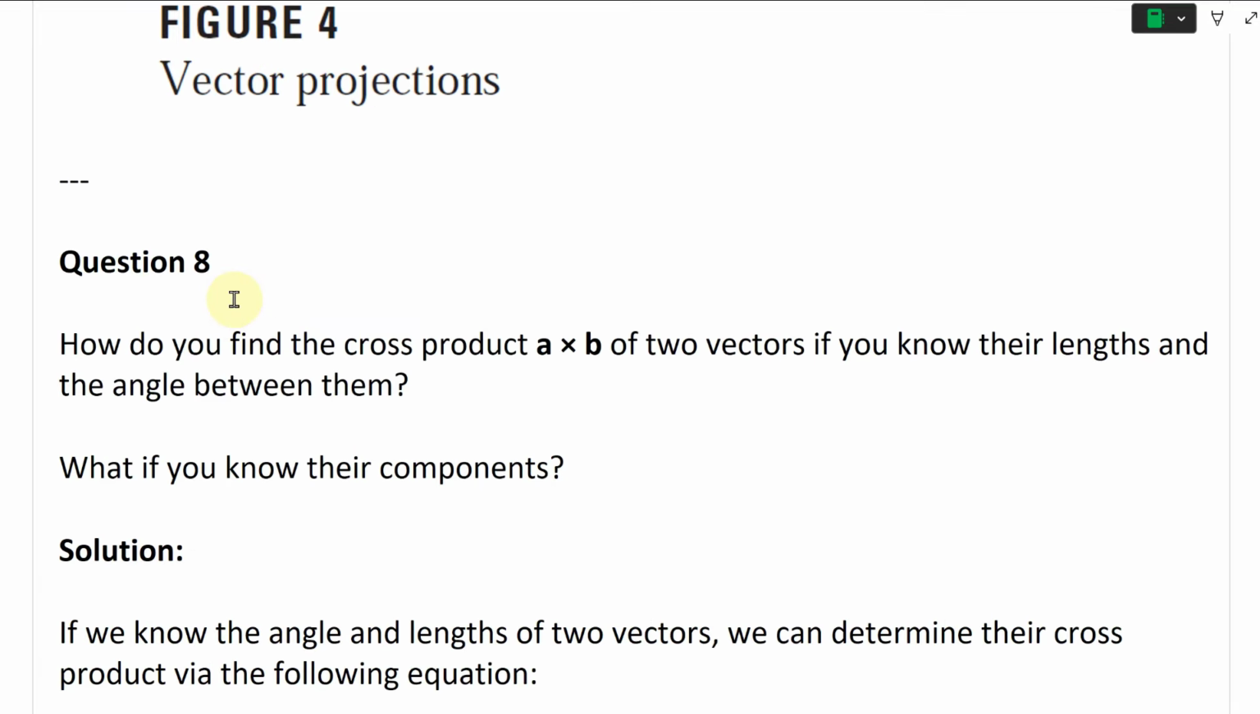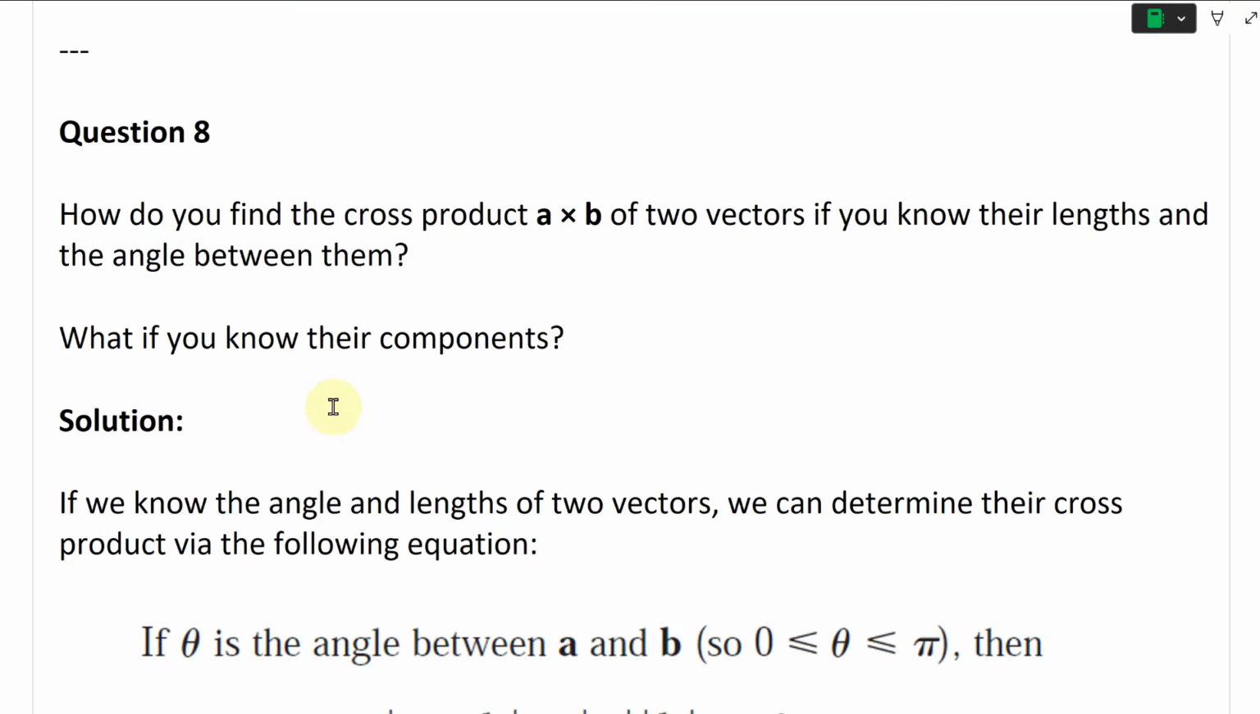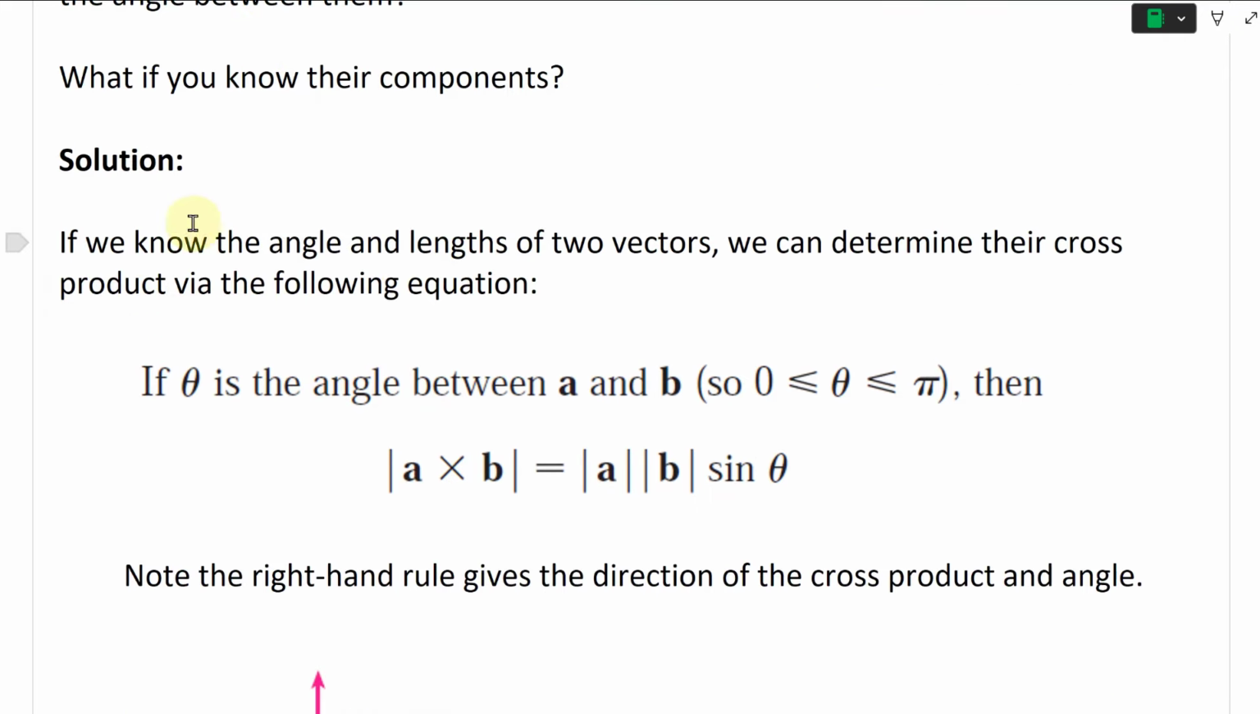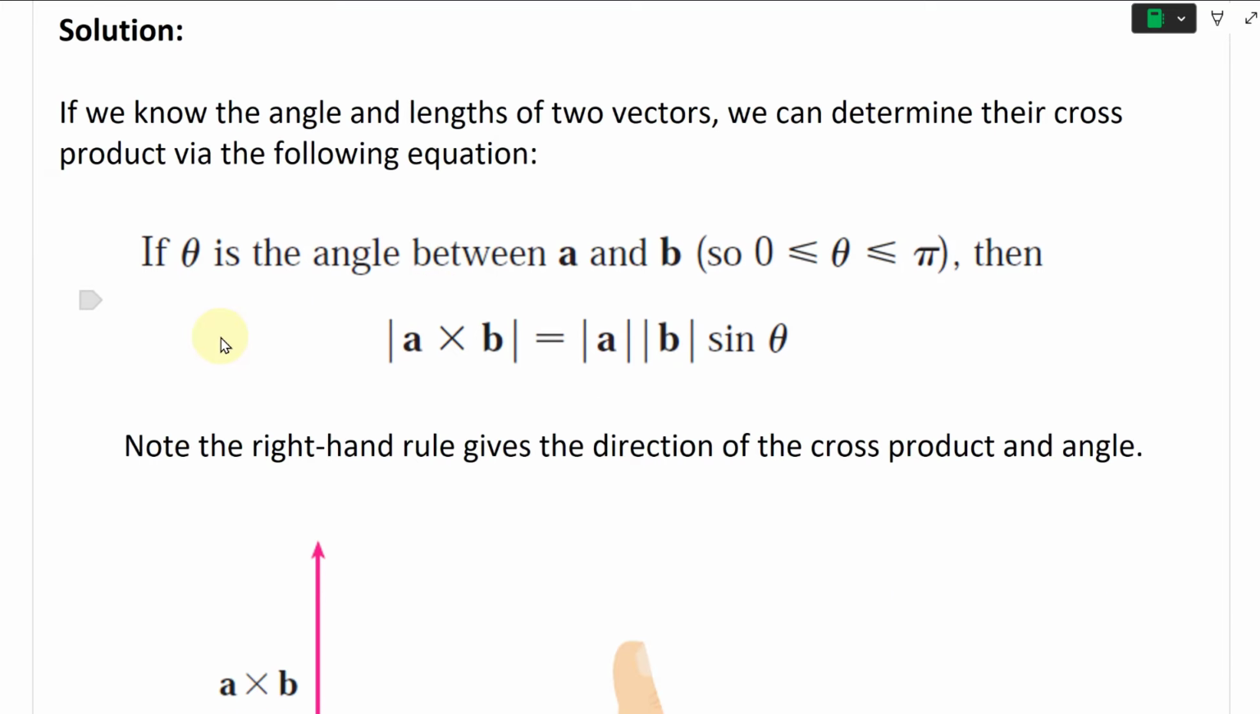All right, going further. Question 8: how do you find the cross product A cross B of two vectors if you know their lengths and the angle between them? And what if you know their components? This one is if you know their lengths and the angle between them, similar to the dot product. If we know the angle and the lengths of two vectors, we can determine their cross product via the following equation. That's this right here.